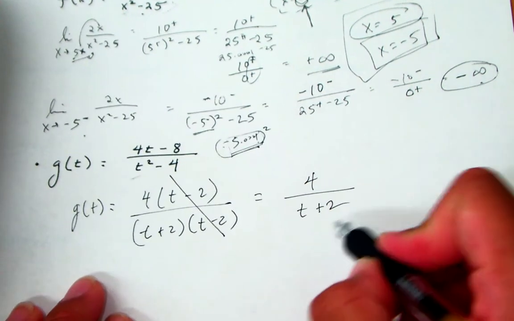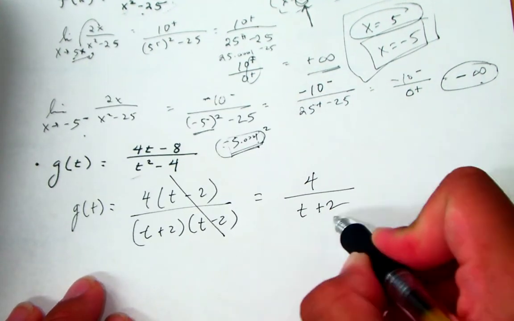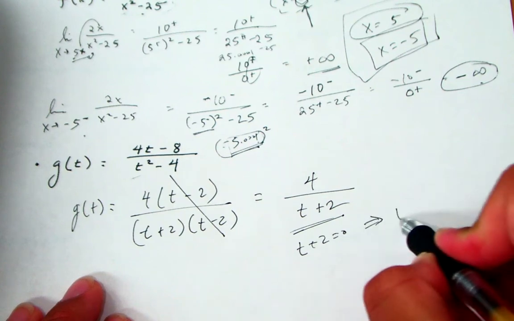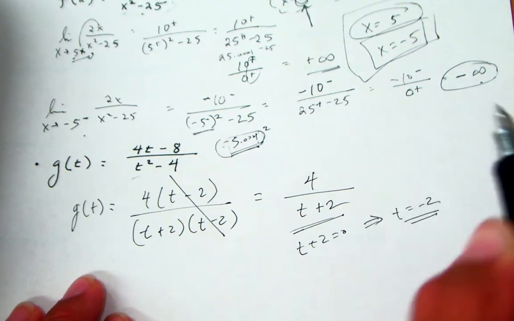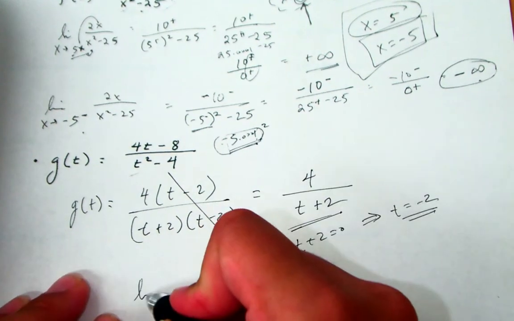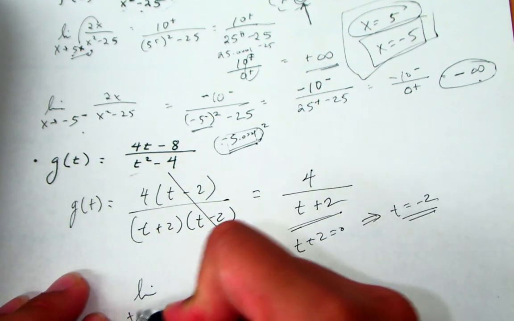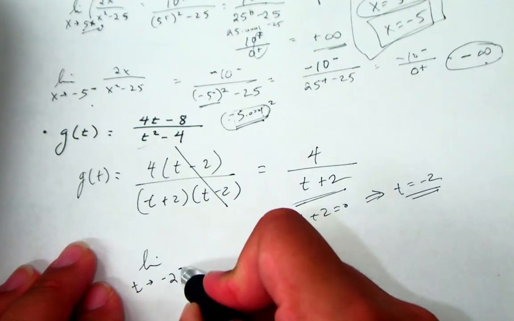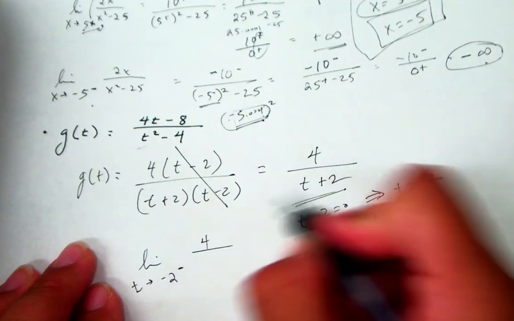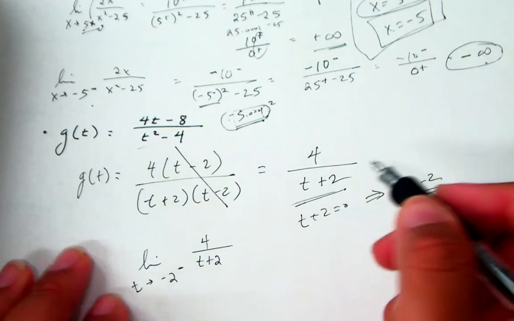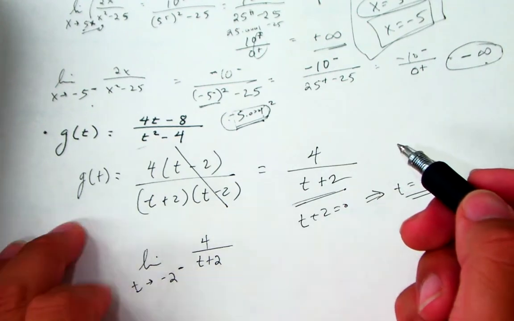So now the only candidate for a vertical asymptote would be setting the bottom equal to 0. T plus 2 equals 0 implies that t is equal to negative 2. That's my candidate for a vertical asymptote. So all I need to do to justify it is to take the limit as t, in this case, approaches negative 2 from either direction. I'm going to choose the left direction of my new and improved function, which is this one right here, and see if I get infinity. If I do, then the candidate has been confirmed.